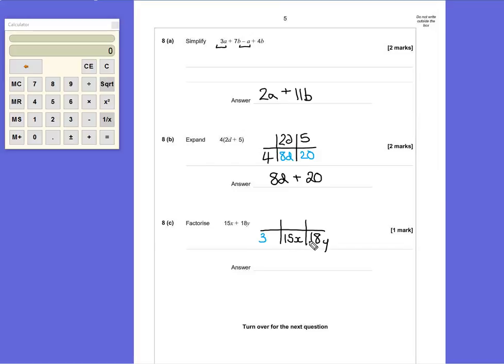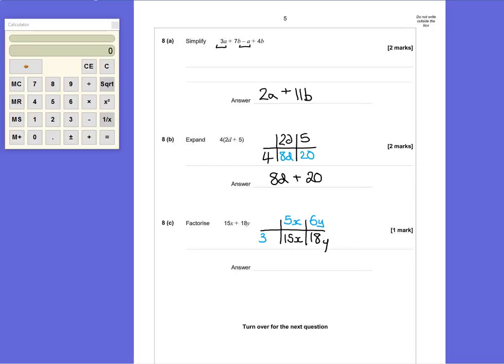Next, have a look at the letters. Is there a common letter between the two sections? In this case, x and y have nothing in common, so we know then that 3 must be outside the brackets. The next stage then is to work out what do we multiply 3 by to get this value, and what do we multiply 3 by to get this value. 3 times what is 15? Well, 3 times 5 would give us 15, but don't forget the x, so that must be 5x. For this next section here, we've got 3 times something is 18. Well, 3 goes into 18 6 times, but don't forget the y.